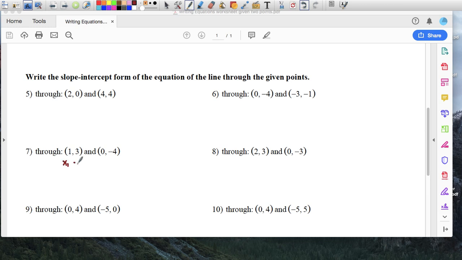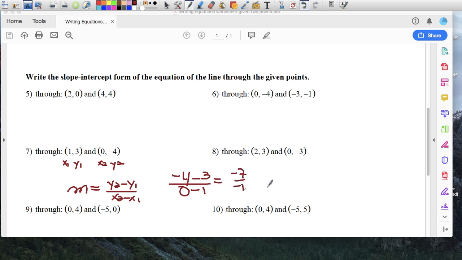Same thing here. So let's make that x1, y1, x2, y2. Let's subtract y2 minus y1 over x2 minus x1. So y2 is negative 4 minus y1, which is 3, over x2, which is 0, minus x1, which is minus 1. If I subtract, I get negative 7 on top, negative 1 at the bottom. That's just going to give me positive 7, 7 over 1, or just 7.